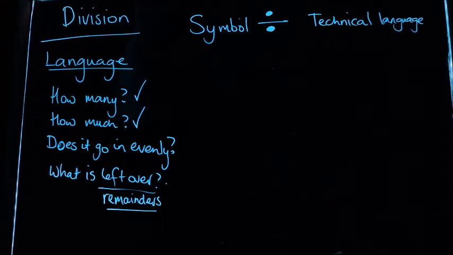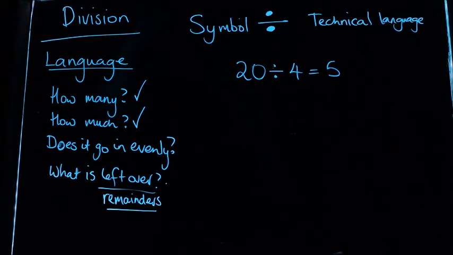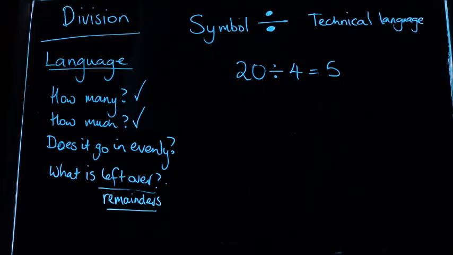Okay? So let's have a look at this. Let's use the same numbers again. We have 20 divided by 4, and we worked out that was equal to 5. So I'm just going to change the color of the pen here and write some words that you need to know. And let's start with what you'll see in the book. They'll be asking you to find the quotient.